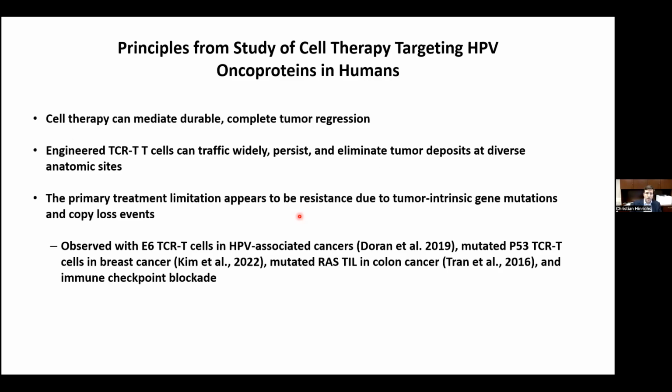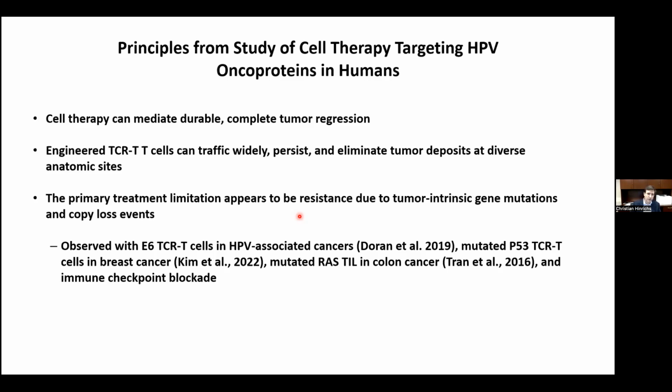So I just want to summarize some principles from the study of T-cell therapy targeting HPV oncoproteins in humans. Cell therapy can mediate durable, complete tumor regression. And this is important because we've seen TIL therapy work in metastatic melanoma, but that was really it. Here we can see that the same sort of T-cell based approach can mediate durable, complete regression of epithelial cancers, including patients with cervical cancer. We also saw that engineered TCR T cells can traffic widely, persist, and eliminate tumor deposits at diverse anatomic sites.